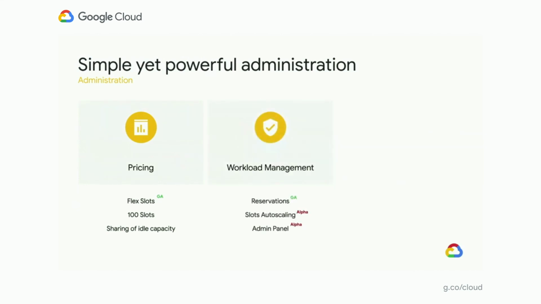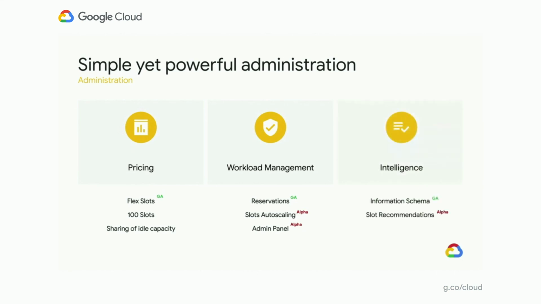The second point is workload management capability. Once you have this capacity, how do you actually break it up into your departments and workloads? Well, Reservations is the powerful platform that enables that, and it's GA. But we recently announced Slots Autoscaling, with that additional level of automation that enables you to scale up and down and only pay for what you consume. And finally, we talked about Admin Panel, which is the visual UI that we will provide to help you monitor and perform root cause analysis on your environment.